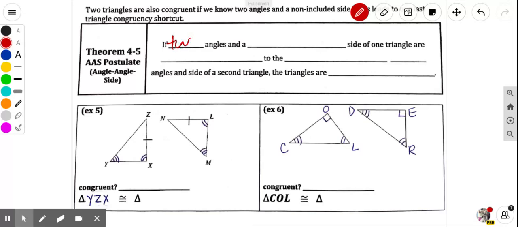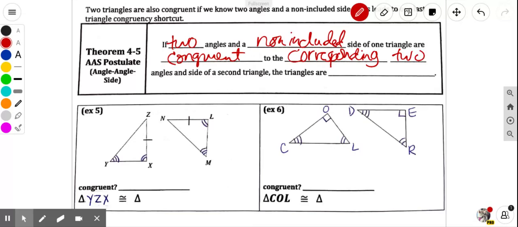So if two angles and a non-included side of one triangle are congruent to the corresponding two angles and side of a second triangle, then the triangles are congruent. This was supposed to say corresponding. There we go. Sorry about that. Took me a minute.